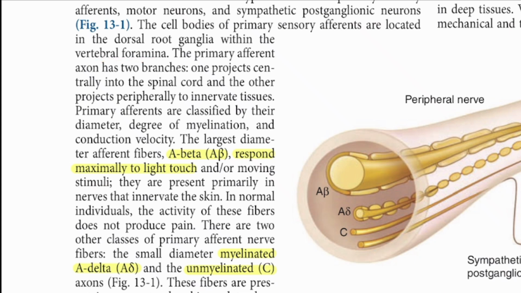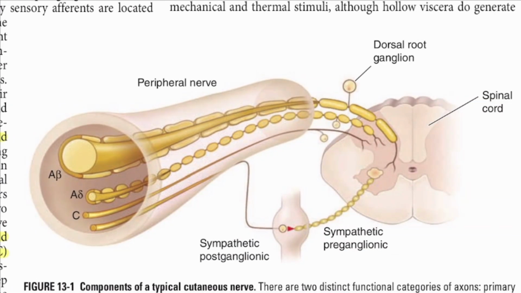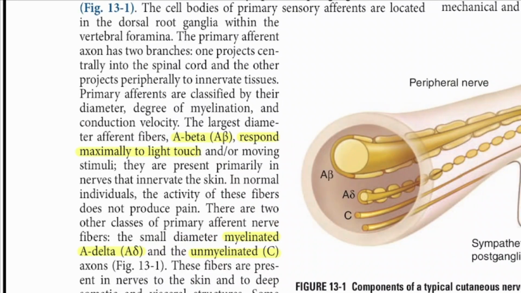The primary afferent axon has two branches. One projects centrally to the cord and the other projects peripherally to innervate the tissues. Here it is the dorsal root ganglion. It has two branches. One is to the nociceptor, the second is to the spinal cord. Here it is the cell body. It has two axons; the axon is bidirectional here. That is all that is written here.